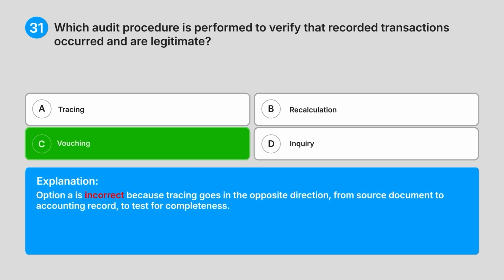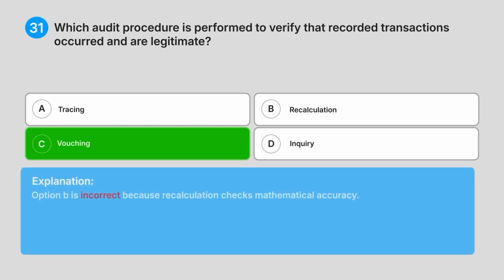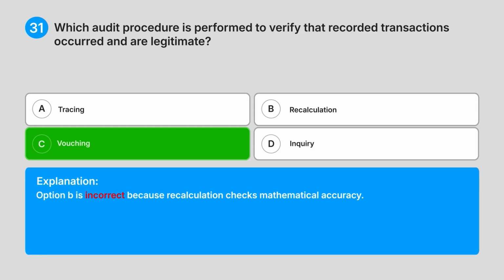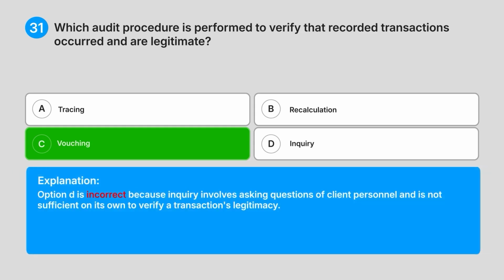Option A is incorrect because tracing goes in the opposite direction, from source document to accounting record to test for completeness. Option B is incorrect because recalculation checks mathematical accuracy. Option D is incorrect because inquiry involves asking questions of client personnel and is not sufficient on its own to verify a transaction's legitimacy.